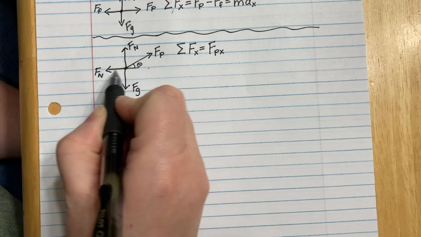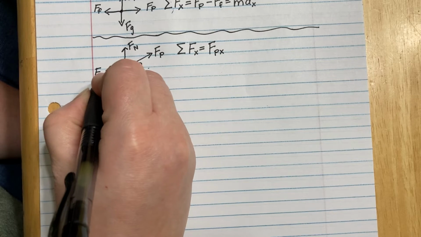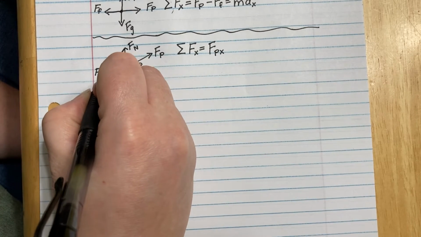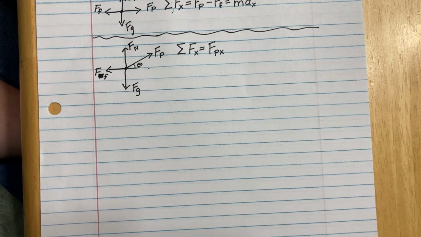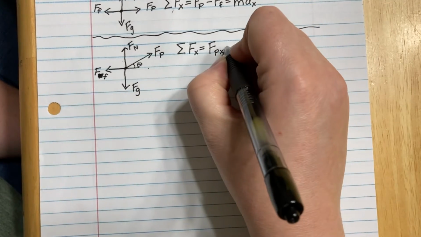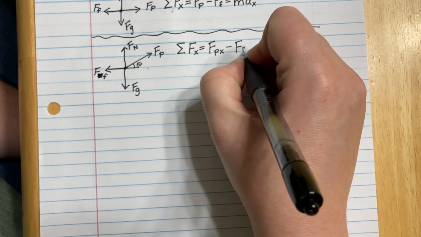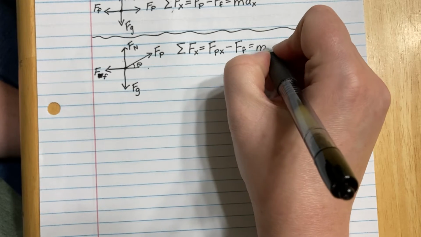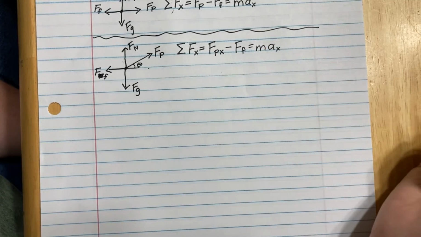And then we also have the friction. Oh, I labeled that wrong. It's not normal force, it's friction force. Friction force is going backwards. So that's going to be a negative. That's going to equal MAX.